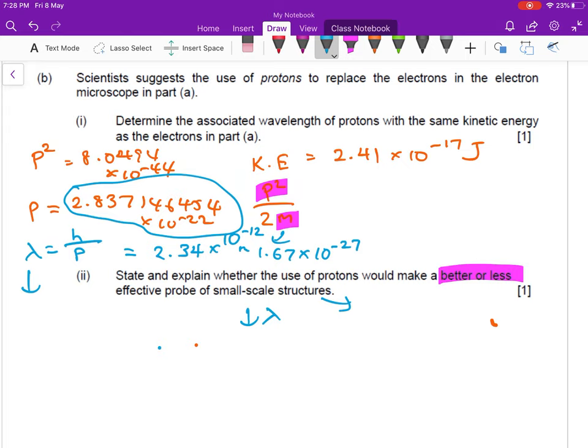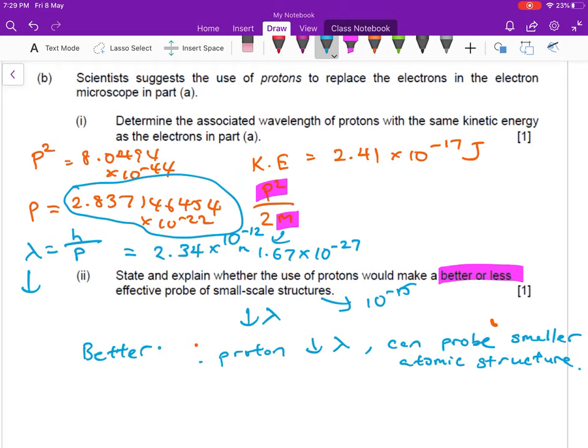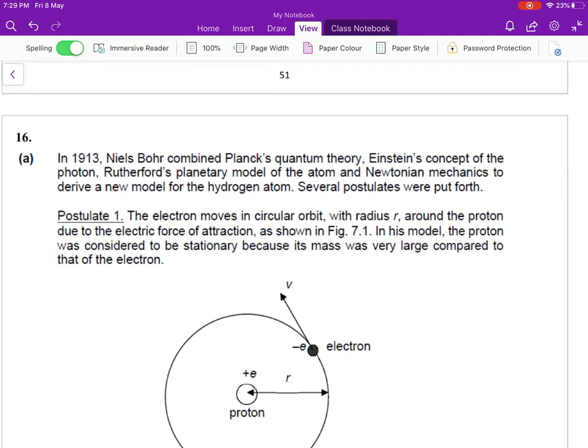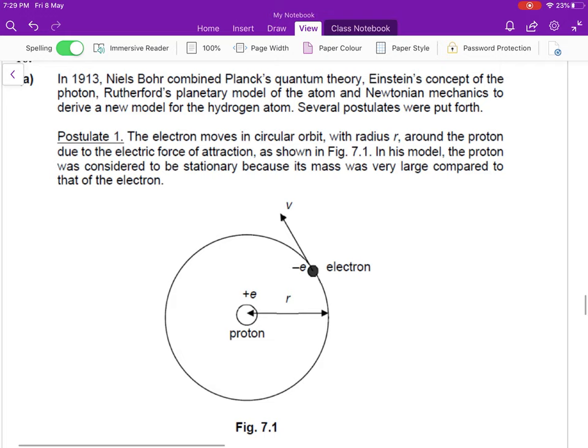Okay, so explain whether the use of proton could make a better or less effective probe of small scale structure. So when you want to probe small scale structure, the lower your wavelength the better. Because it is like your nucleus, your nucleus is on the order of 10 to the negative 15, right? So your proton will be better, because proton has a lower wavelength. So lower wavelength can probe smaller atomic structure.